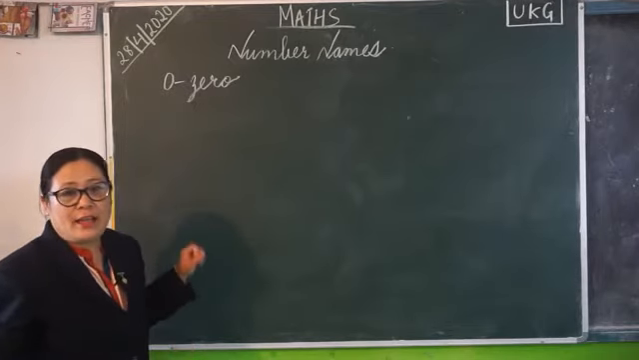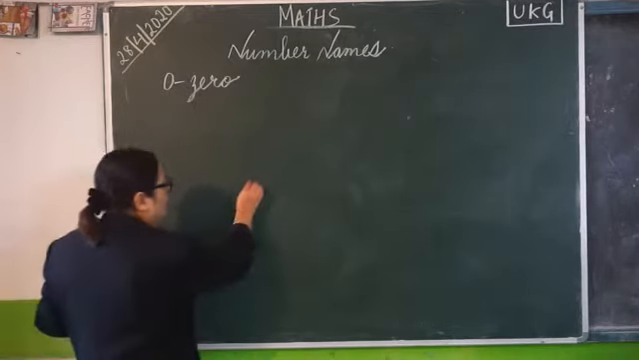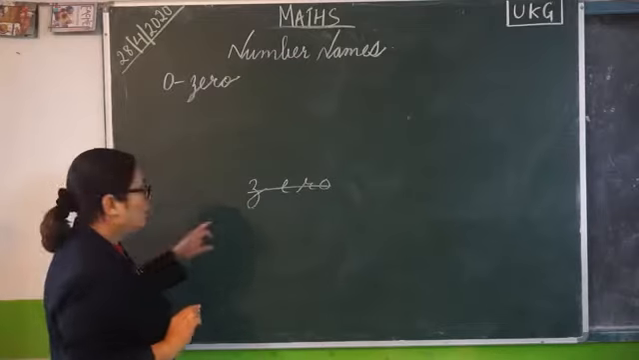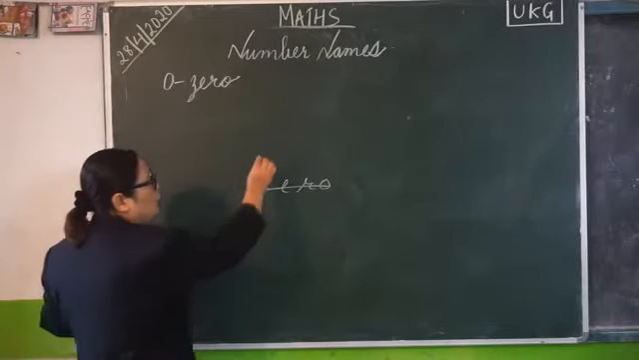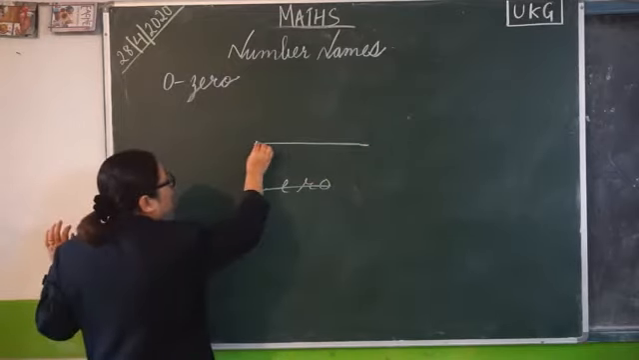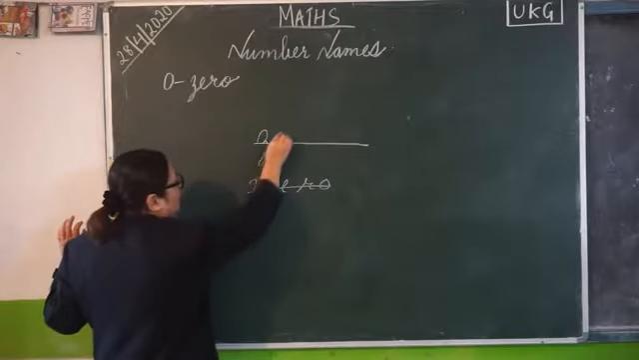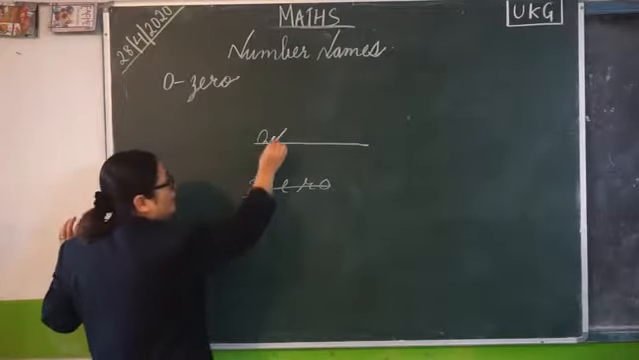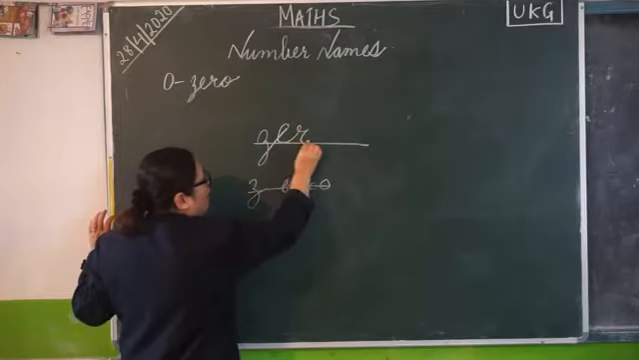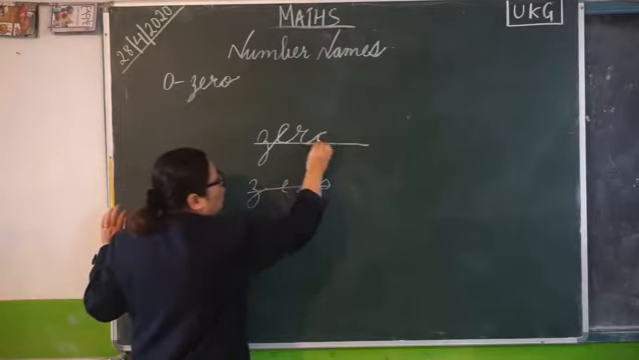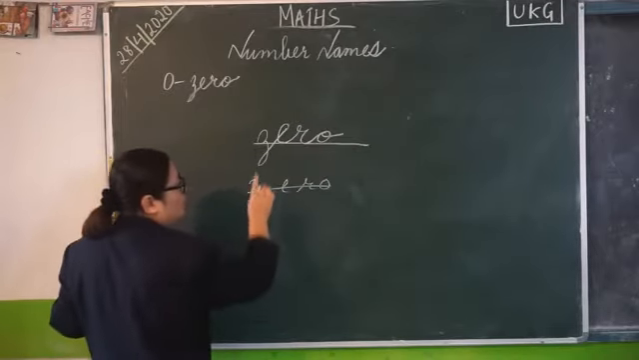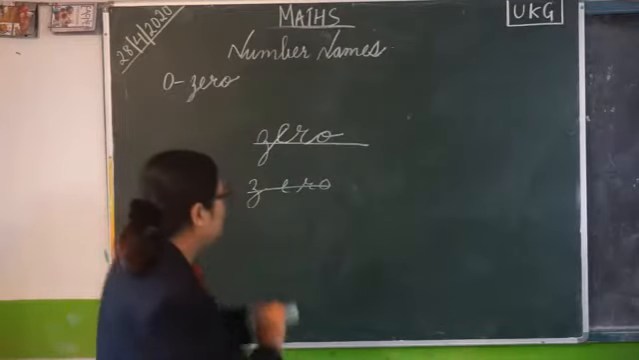Cursive, joining handwriting. Not like this. Z-E-R-O-0, no, this is not correct. You have to join. Okay, here is the line, and here you have to write like this. Z, half up, half down. Z, E, does the line here. R, does the line. O, 0. Okay? See? Z-E-R-O-0. Like this, you have to write.